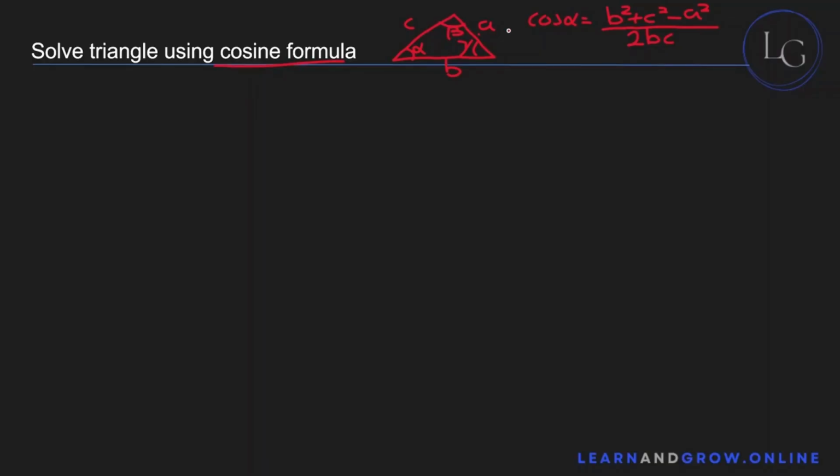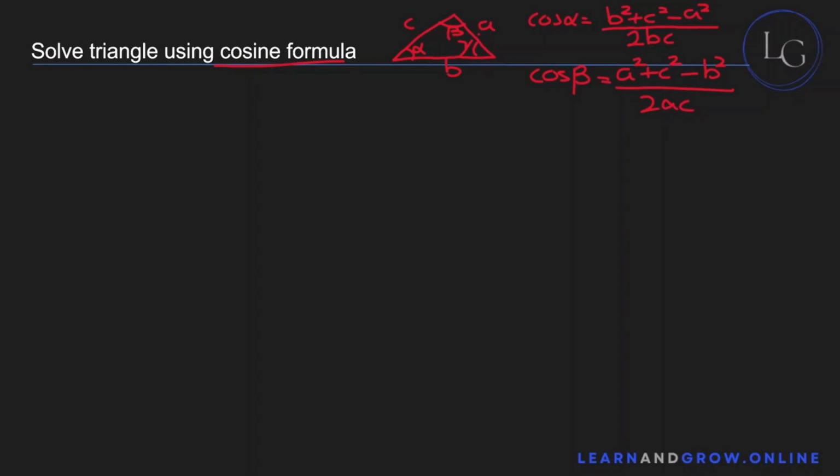So now, for example, if you had to find cosine of beta, you would use the same logic. First of all, the sum of the squares of the sides that make up the angle beta, which are C and A. So A square plus C square minus the side that is opposite to the angle beta, which is B, so B square, over 2 into AC, right?